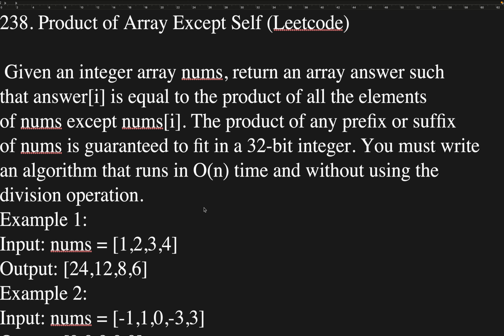So let's get started. You will be given an integer array nums, and you need to return an array as output, which consists of the product of all the elements except that particular element itself, and you need to solve this problem in O of n time complexity.